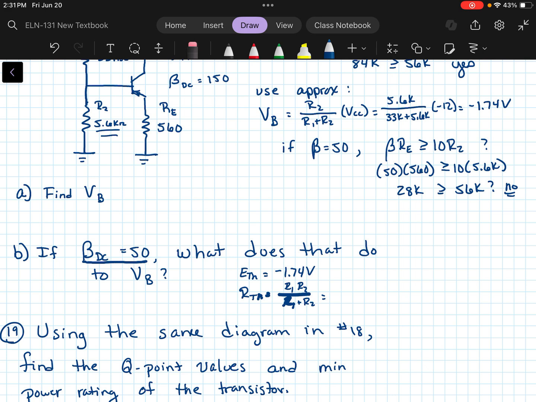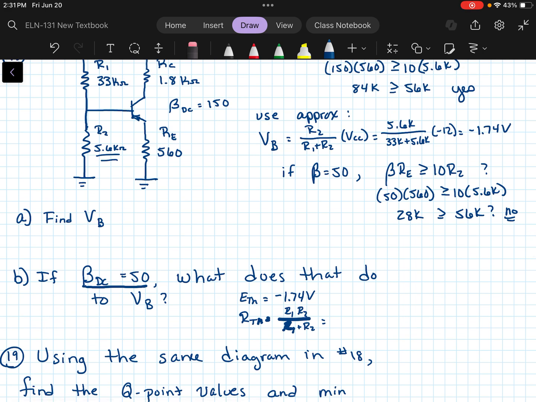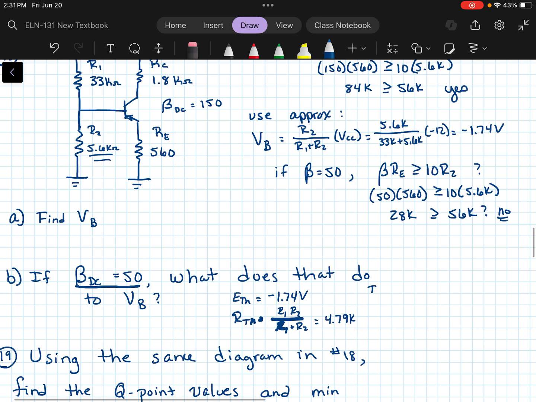So I'm just going to go ahead and do that really quickly too. So we've got 33K times 5.6 divided by 38.6K. So that would be about 4.79K. Now, from the equation that I found before, our IB would be the negative 1.74, this time plus 0.7.